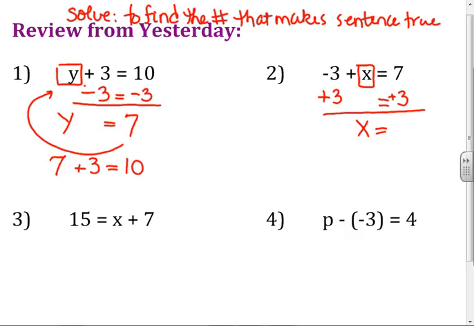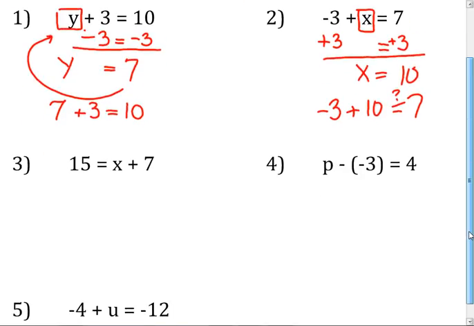And then I do this. This is arithmetic. What's 7 plus 3? 10. Does it work? Did I do it right? My job is to find out the number that makes it true. Is negative 3 plus 10 equal to 7? And you may use a calculator if you'd like. I don't care. Remember this? Is it coming back now?